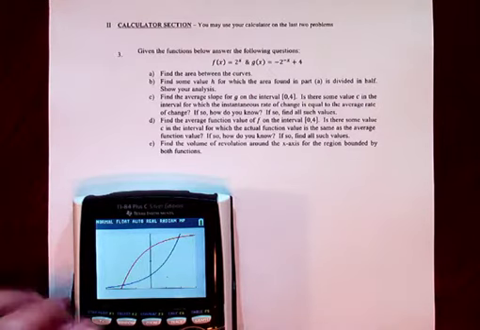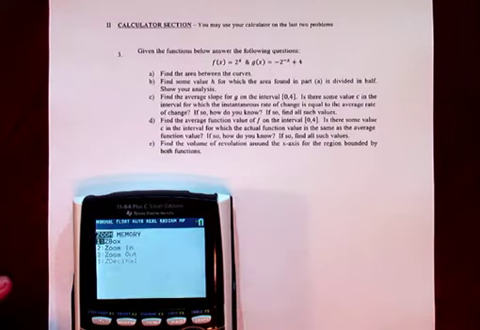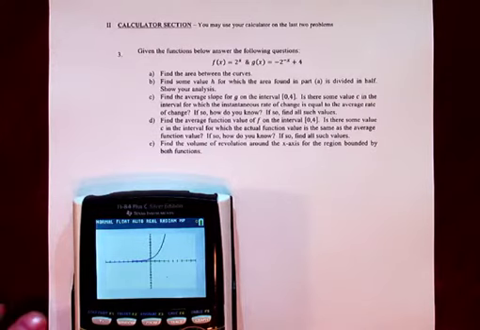Basically, if you want to zoom out, press Zoom 6, and you can see here comes 2 to the x, which is sort of a parent function for the exponentials. And the negative 2 to the negative x plus 4 represents three different transformations on the original: a y-axis reflection, an x-axis reflection, and moving up 4.